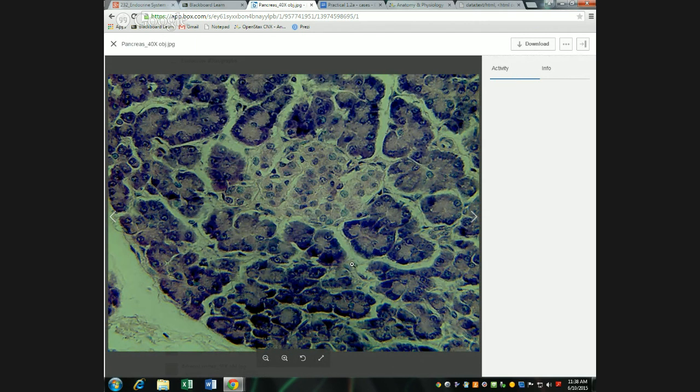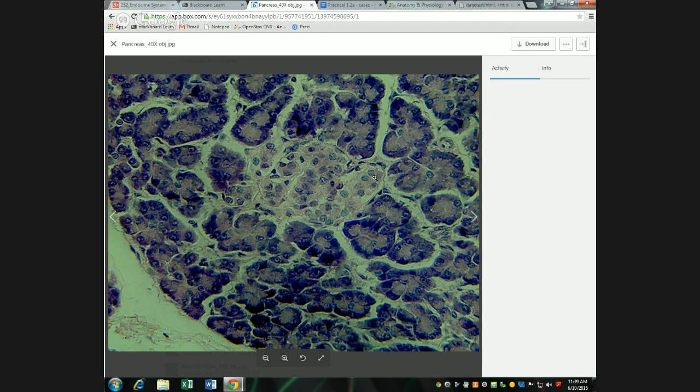Now I'm using the word island on purpose. This is what's called a pancreatic islet. An islet means a little island. So it's floating in the sea of the bigger pancreas. That's where the name comes from. The lighter staining tissue is the endocrine tissue, and the darker staining stuff surrounding is the exocrine tissue.